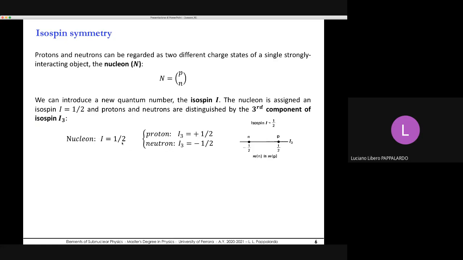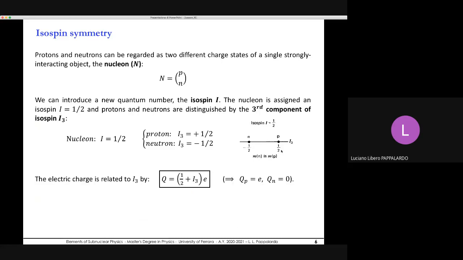So the nucleon is an isospin 1/2 object, and these two components, the proton and the neutron, are distinguished by the value of the third component, which is +1/2 for the proton and -1/2 for the neutron. You can also see this graphically here. The total isospin is 1/2 for both of them, but when you project them onto the third component of isospin, you have the two possible values, -1/2 for the neutron and +1/2 for the proton.